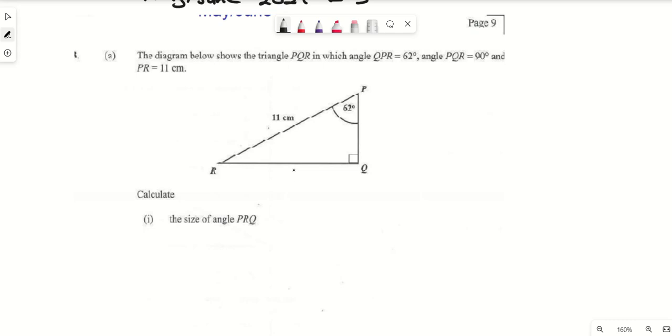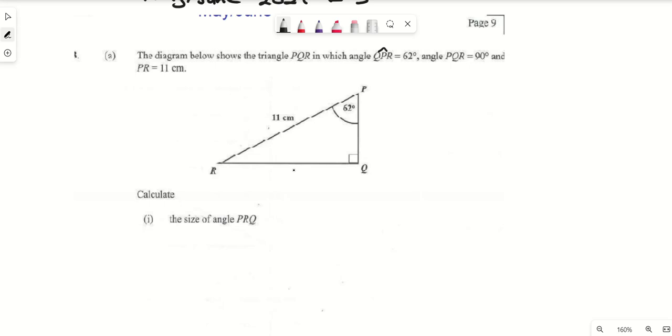The diagram below shows triangle PQR. And if we look at PQR right off the bat, because of the square little line, we know it is a right angle triangle, right? In which angle QPR, that just means, guys, that your angle with the letter in the middle, that is letter P, is 62. The angle PQR is 90, that is the letter Q, and the angle at R is 90, and line PR is equal to 11.